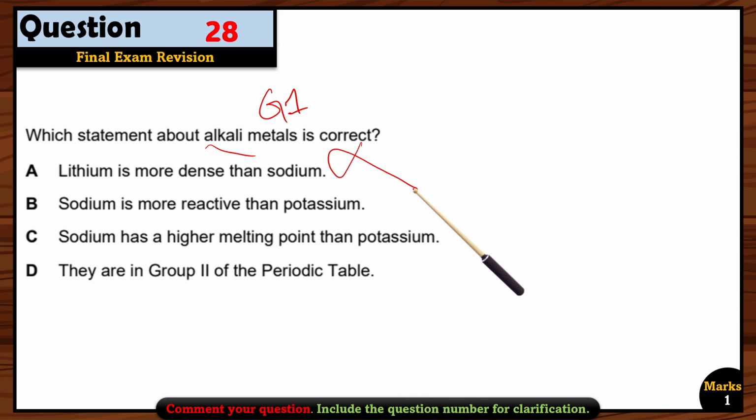Sodium is more reactive than potassium. Let's see where potassium is. Potassium comes after sodium. The density increases down the group and also the reactivity increases down the group. So potassium comes after the sodium.